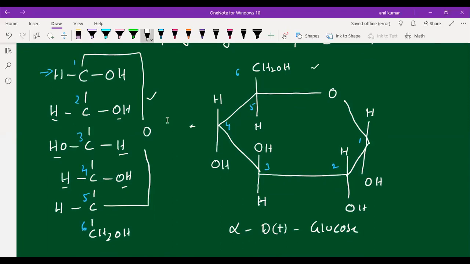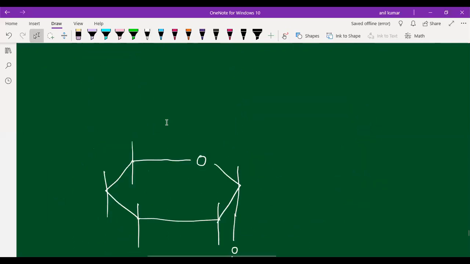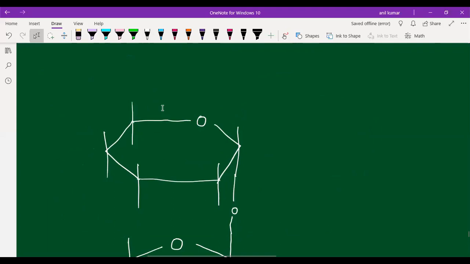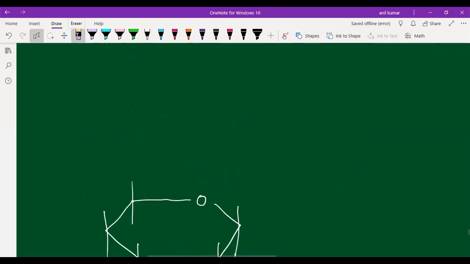Okay, you can derive the structure from this structure. Next, let us draw beta D fructose. We will draw that one. So here, beta D fructose. How can we draw beta D fructose?